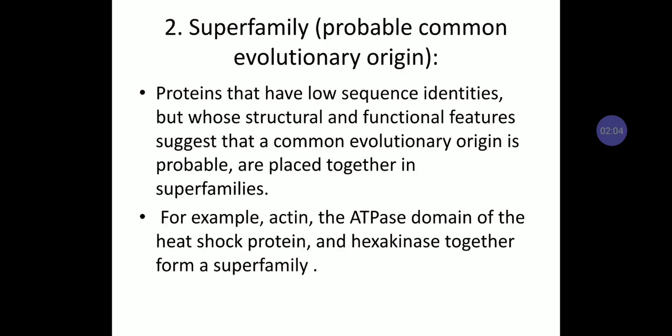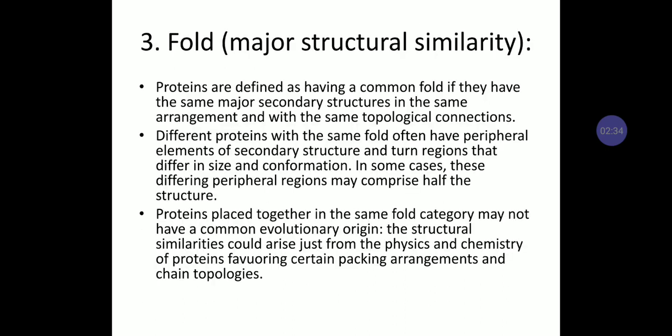The second class is the superfamily, where proteins share a common evolutionary origin. Proteins that have low sequence identities, but whose structural and functional features suggest that a common evolutionary origin is probable, are placed together in a superfamily. For example, actin, the ATPase domain of the heat shock protein, and hexokinase together form a superfamily.